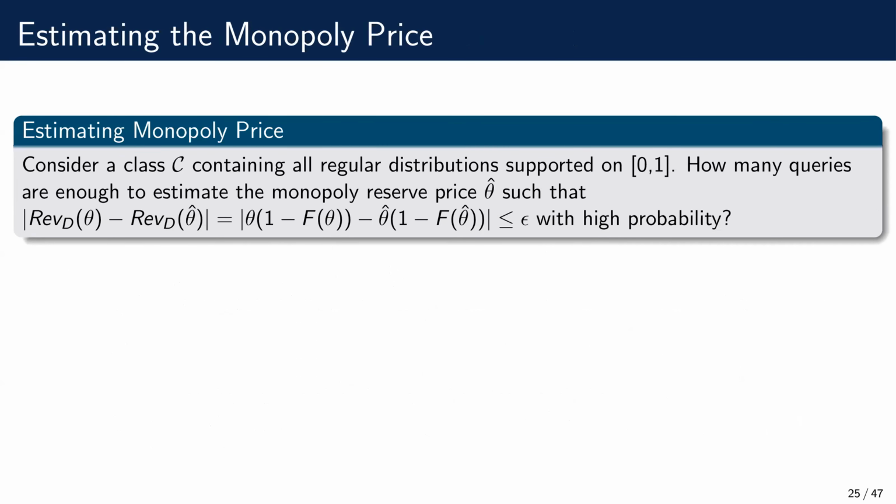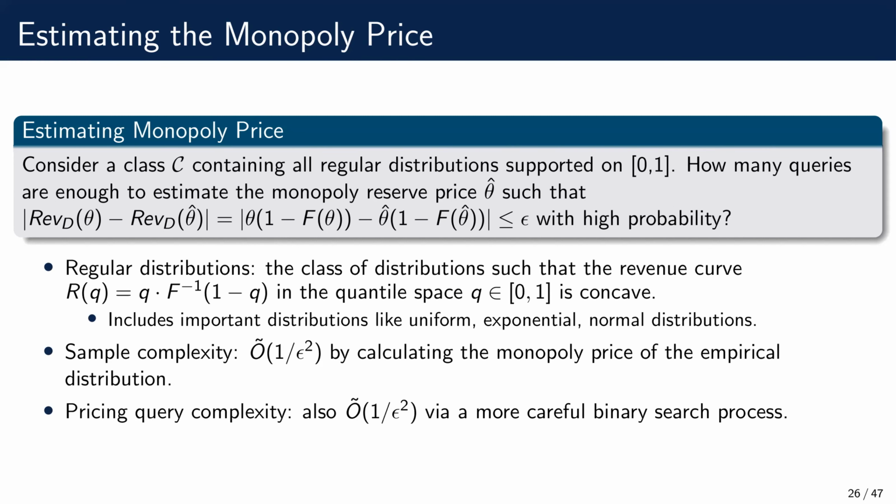So now we show how similar ideas can be used to estimate the optimal monopoly price for regular distributions. In particular, what is the number of queries needed to estimate the monopoly price such that the corresponding revenue is epsilon away from the optimum pricing? You can see that for the single item problem, the revenue of a fixed price theta is calculated by theta times 1 minus F(theta), because 1 minus F(theta) is the probability of acceptance of the item.